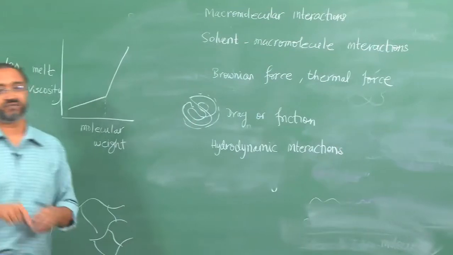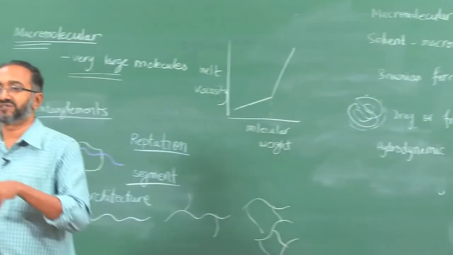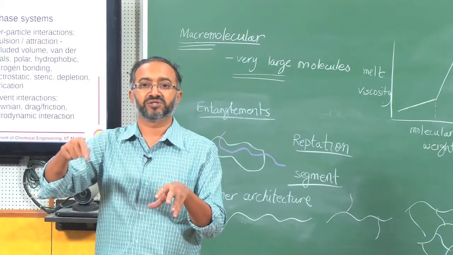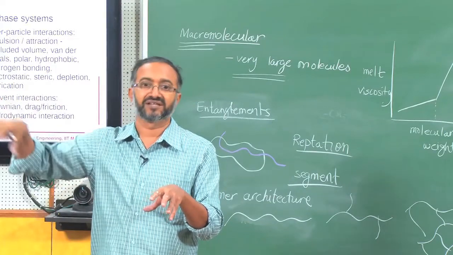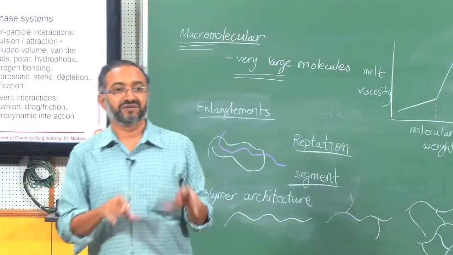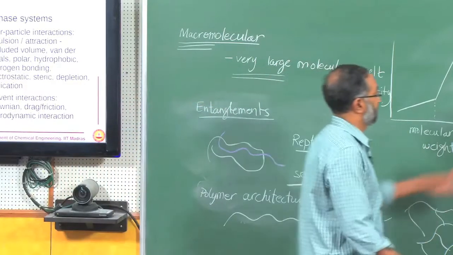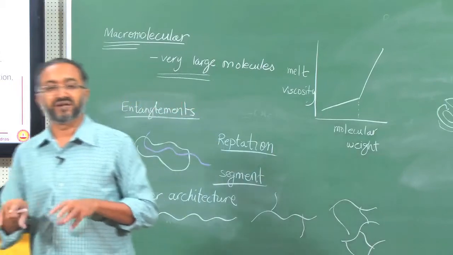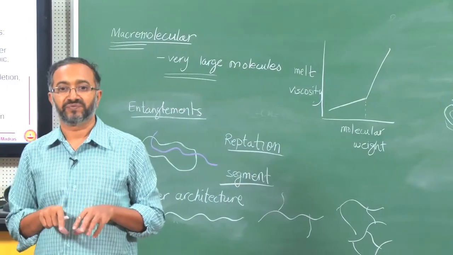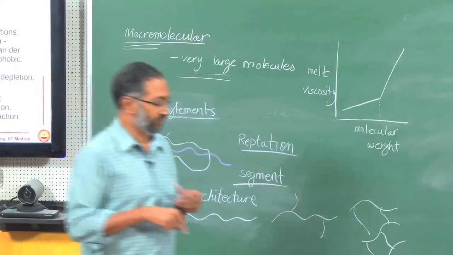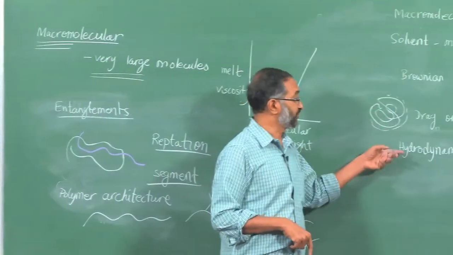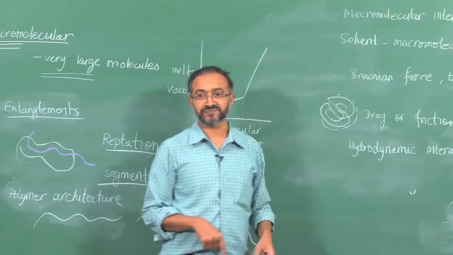So, in this case what we will have is basically because one molecule moves, it will disturb the solvent around it, and that disturbed solvent will actually go and disturb the other molecule. So, whenever we have multiple such macromolecules in a system, they will disturb each other's flow, and so what we can say is the two molecules are interacting with each other through hydrodynamic interaction.